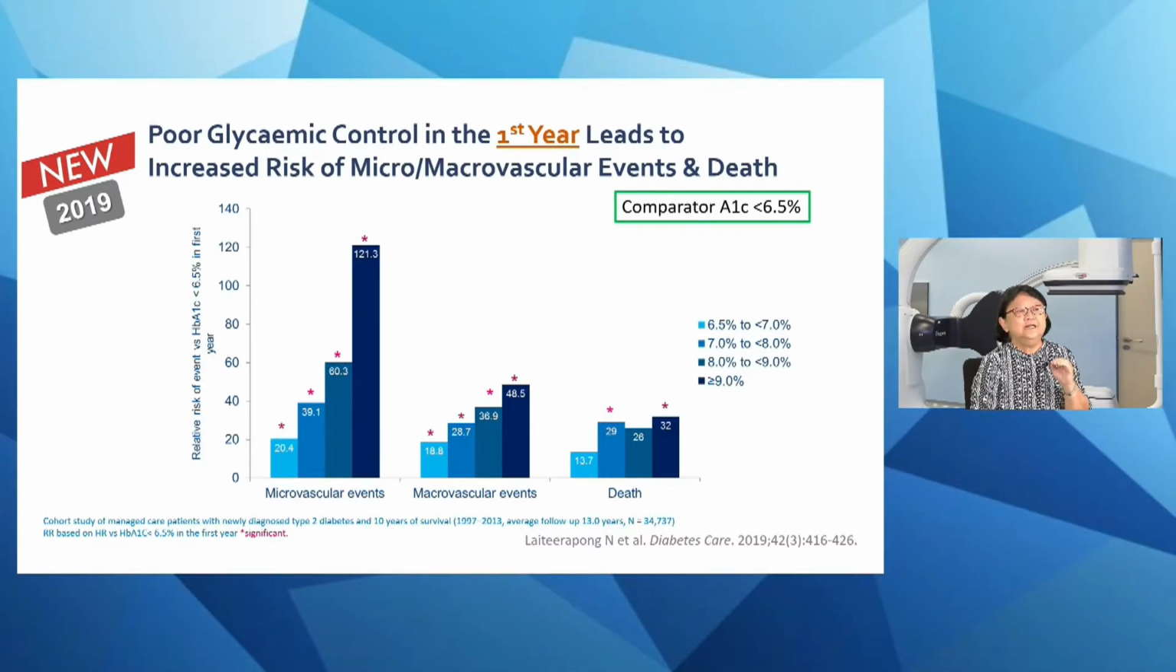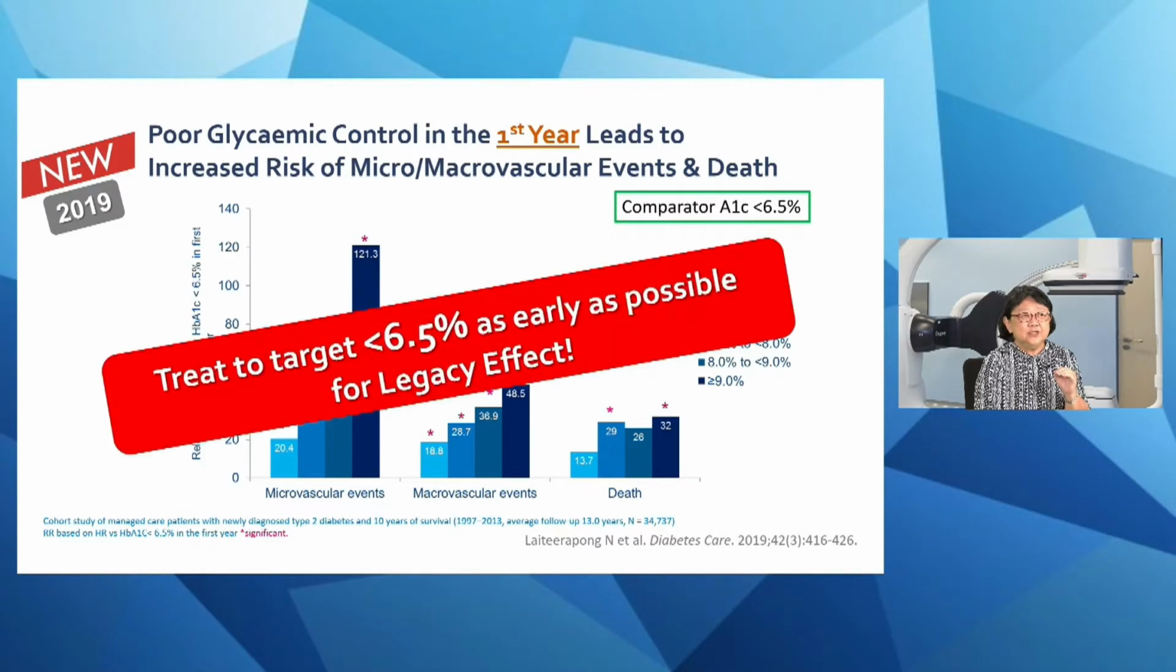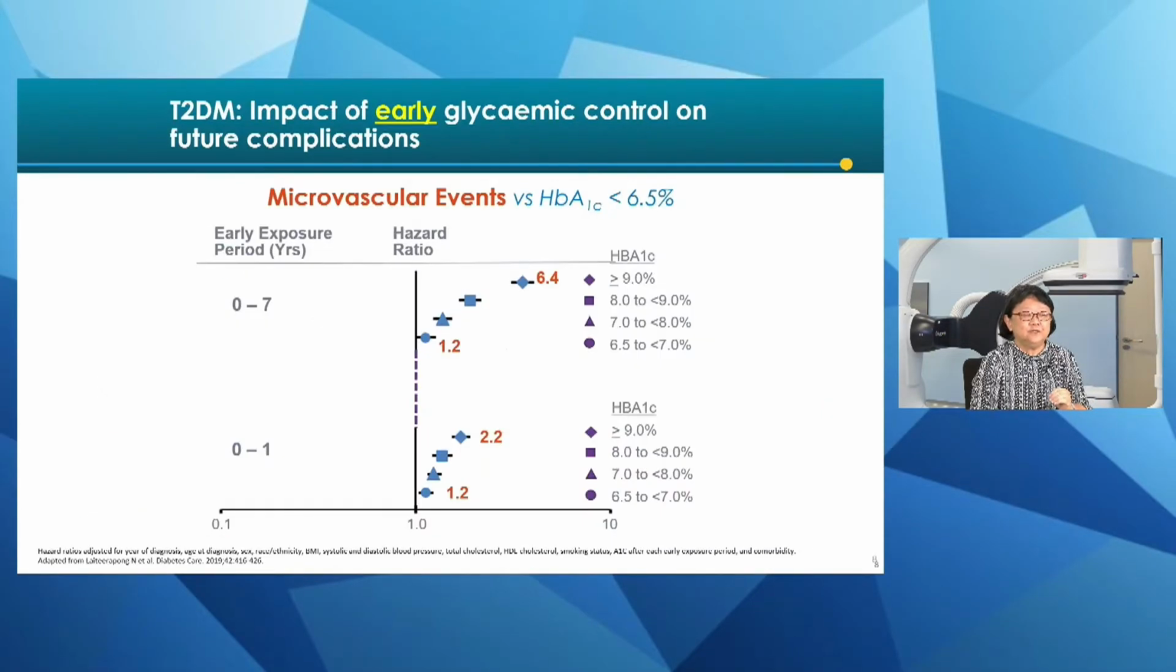So what do we learn from this? It's the same for macrovascular events, same for death, Lawrence. Basically, we learn that you should catch your patient early. Treat them to target as best as you can. Best is less than 6.5%. As early as possible, you want a legacy effect for these individuals.